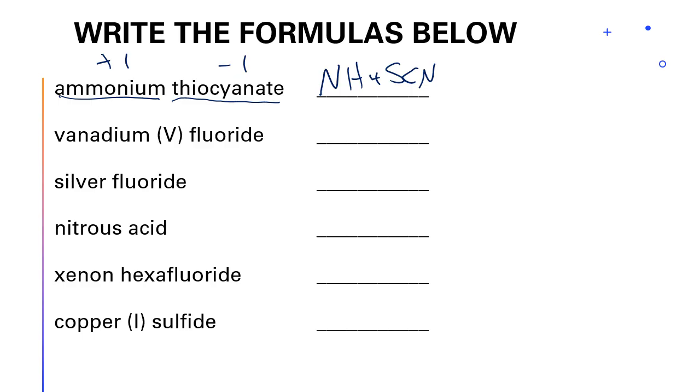Now vanadium. Vanadium is V, and then the V here is not telling you the chemical symbol for vanadium. It's telling you the Roman numeral 5 for the charge on vanadium. That's vanadium 5 fluoride. Fluoride is just F with a -1 charge. So in order to balance it out, I'm going to need 5 of these -1s to balance with my +5. So I have VF5.